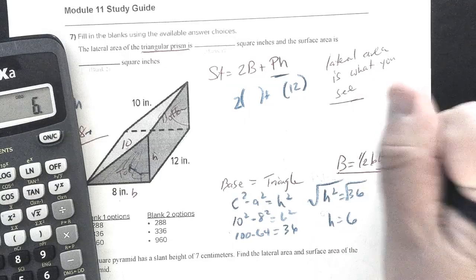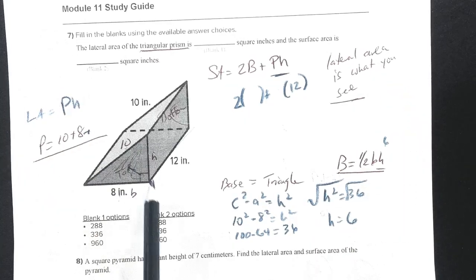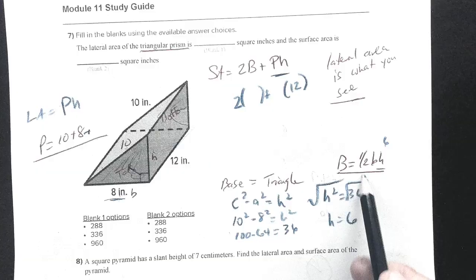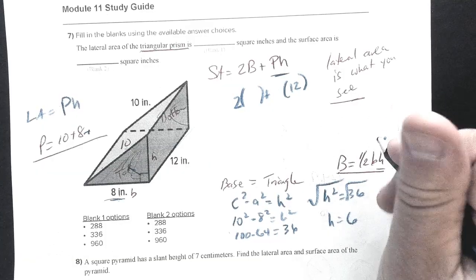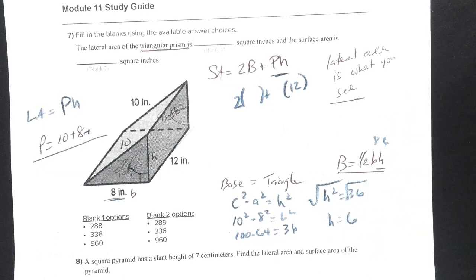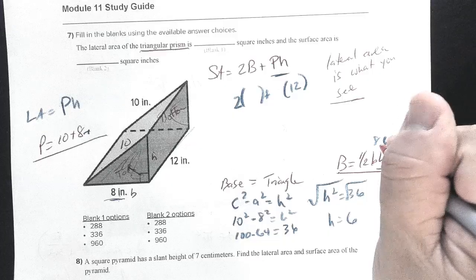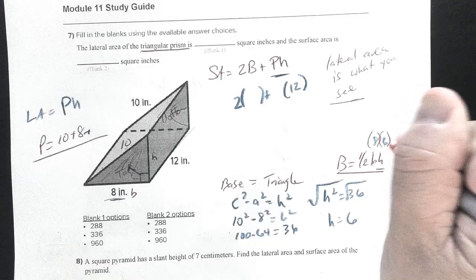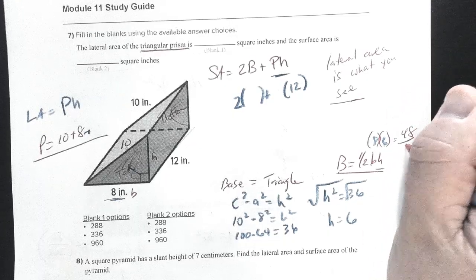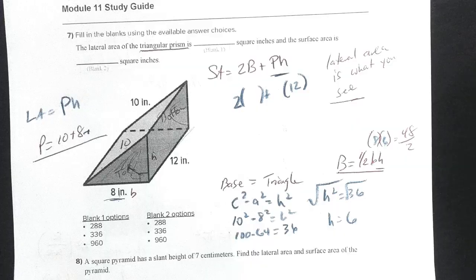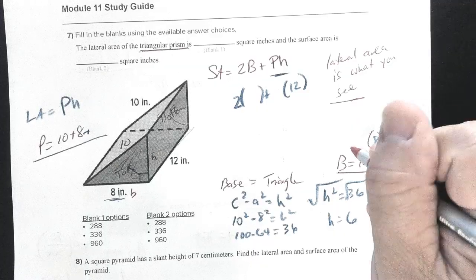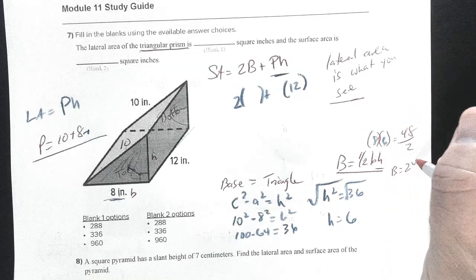So over here, this is 6. The base for our base area is 8. All right, so 8 times 6 is 48. We're going to divide it by 2 because we had to multiply, half of that. So the base area is 24.